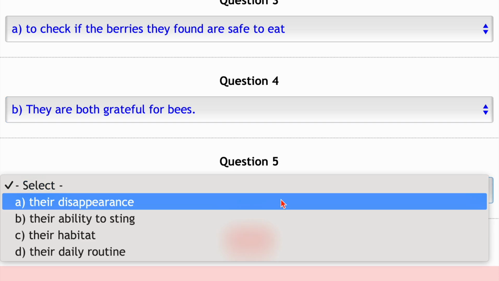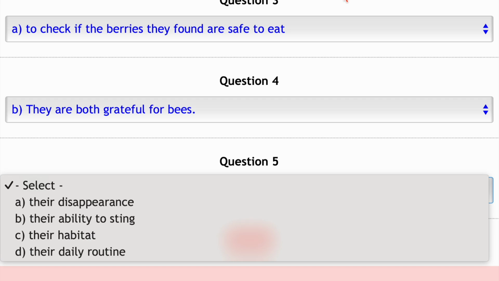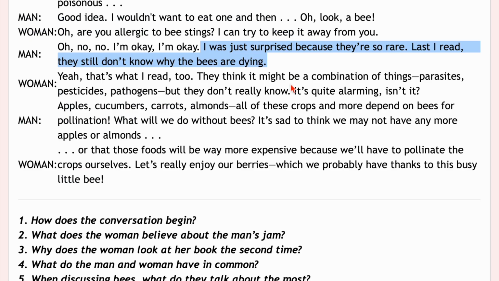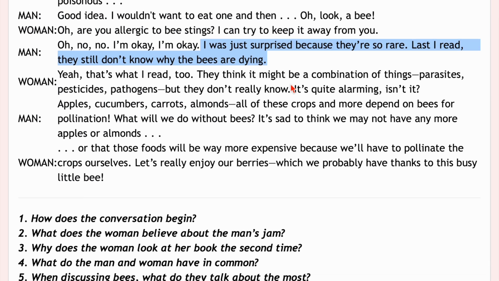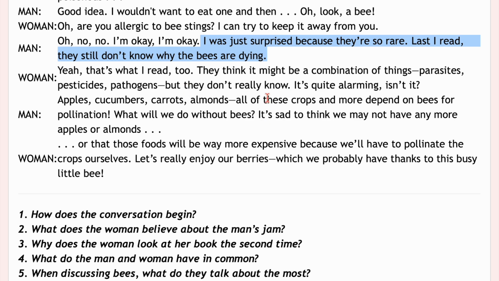While they talk about their disappearance and why they are disappearing, I remember he said over here, they think it might be a combination of things. Parasites, pesticides, pathogens, those are like chemicals. And some diseases for bees. Okay. It's quite alarming, concerning, worrisome. Okay. So they do talk about their disappearance.